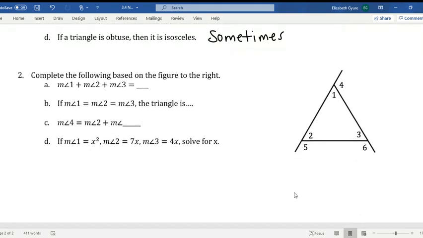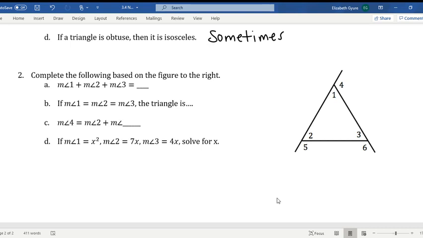Part 2, complete the following based on the figure to the right. There's one very similar on your homework, so I just wanted to make sure we were doing okay with reading our diagram. The measure of angle 1 plus the measure of angle 2 plus the measure of angle 3 will have to equal what?